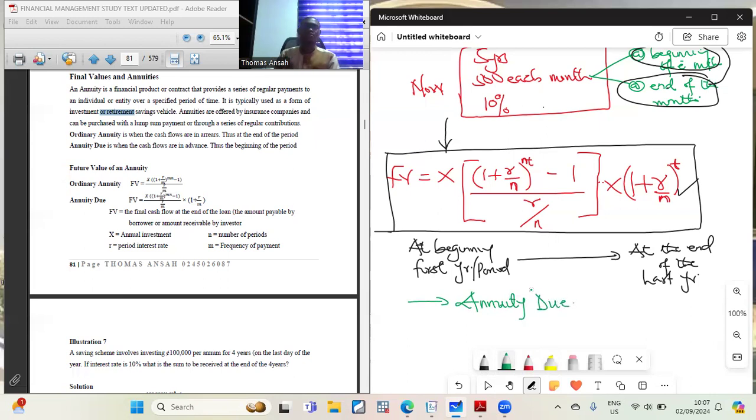Annuity due. So take note of that. And it's this formula we learned in the first video. The only thing that has been introduced is the N here, N here, N here, and the N here. So basically that is that.